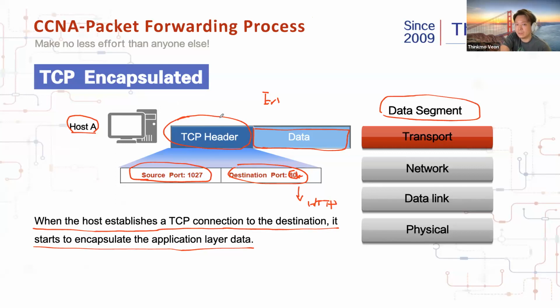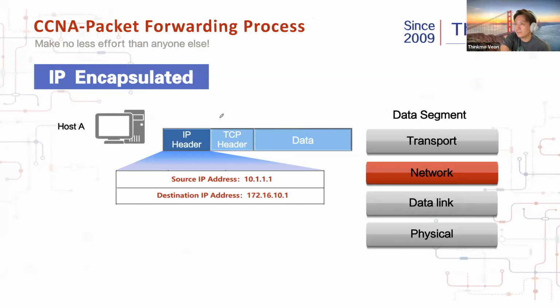Okay, that is very important for the application to actually form the TCP segment, and then in order to forward the traffic or transmit the traffic. Next, it will be encapsulated by the network layer, which is layer 3, with the IP header.